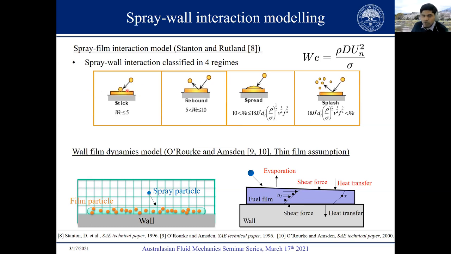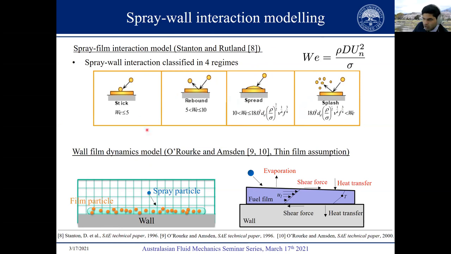This spray wall interaction phenomenon can be modeled by a combination of what we call a spray film interaction model, which was proposed by Stanton and Rutland. It's not a new model; it's been in existence for a while now. And we also use the wall film dynamics model proposed by O'Rourke and Amsden. In this spray wall interaction model, the phenomenon itself is classified into 4 regimes based on the impinging droplet's Weber number. The droplet can either stick to the film, rebound, spread, or splash, depending on its Weber number.